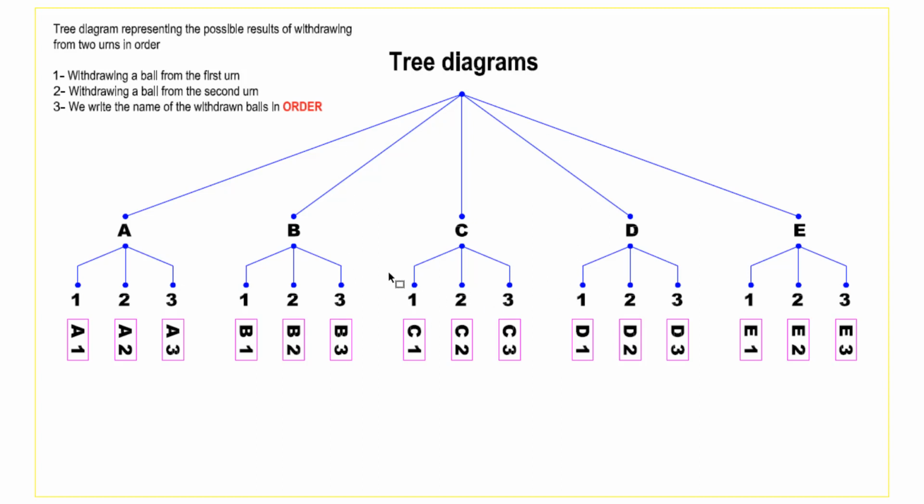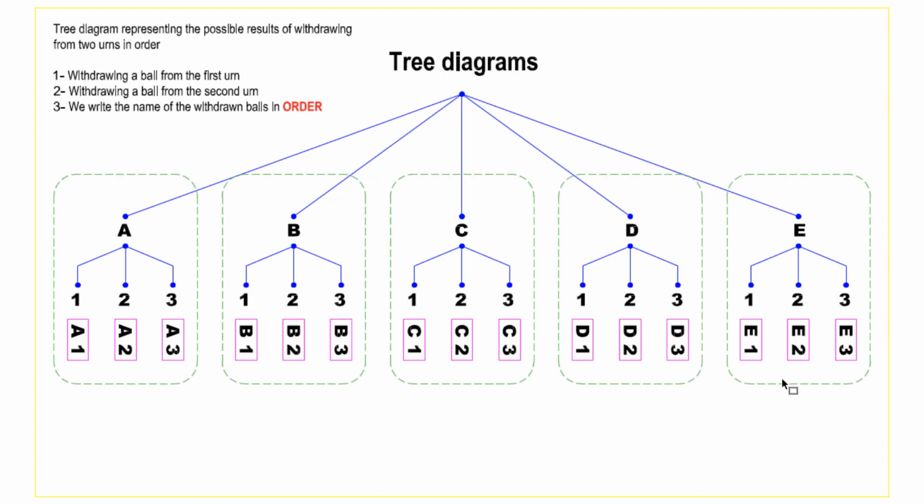So we divide this big tree into subtrees, 5 subtrees. Each subtree contains 3 outcomes, so we add them together and we get 3 5 times, which is 5 times 3. So what is 5 times 3? It is U times V, where U is the number of objects in the first urn, or the number of ways of occurrence of the first event, and V is the number of objects in the second urn, or the number of ways of occurrence for the second event.